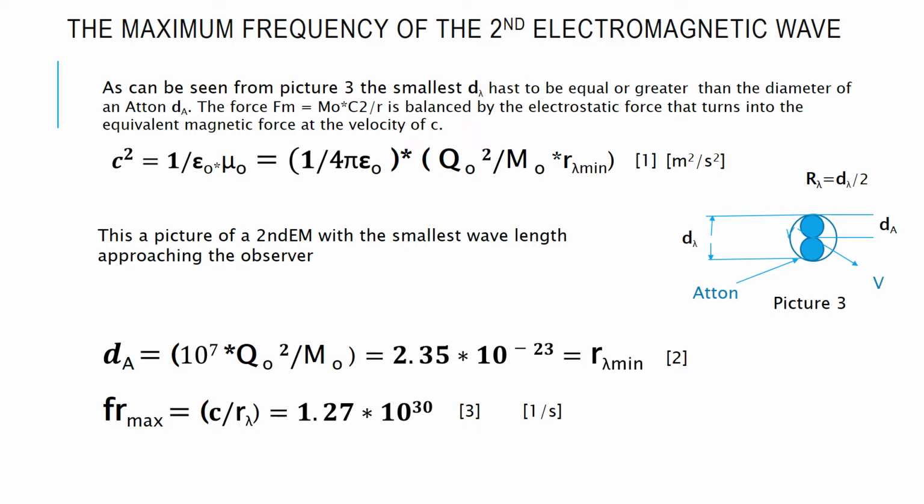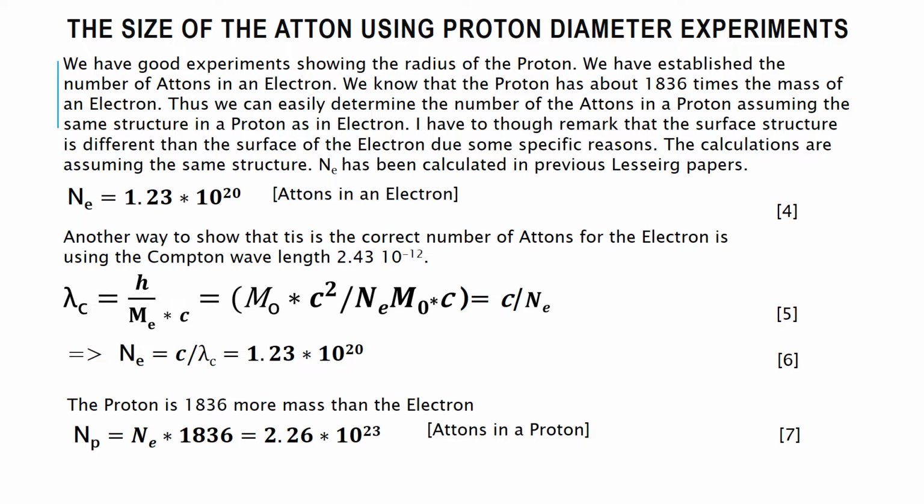In the last video about the vacuum permeability, I had shown that the diameter of the Atton is 2.35 times 10 to the power of minus 23. And I had promised everyone that I was going to look for a second proof for the diameter of the Atton. So how do we go about doing this? We have very good experiments showing the radius of the proton. In the very earliest videos, I have established the number of attons using the method of the Planck quantum.